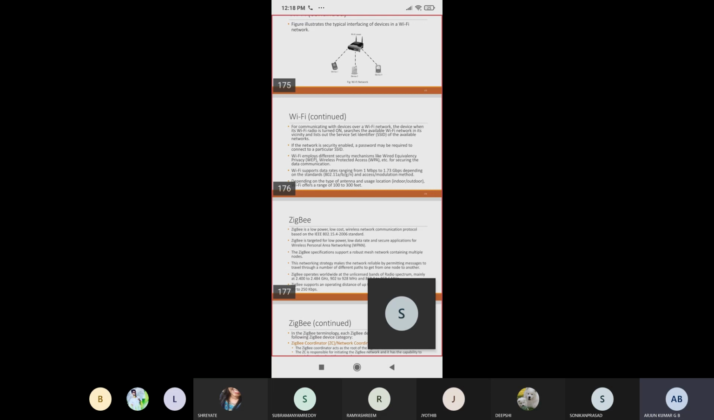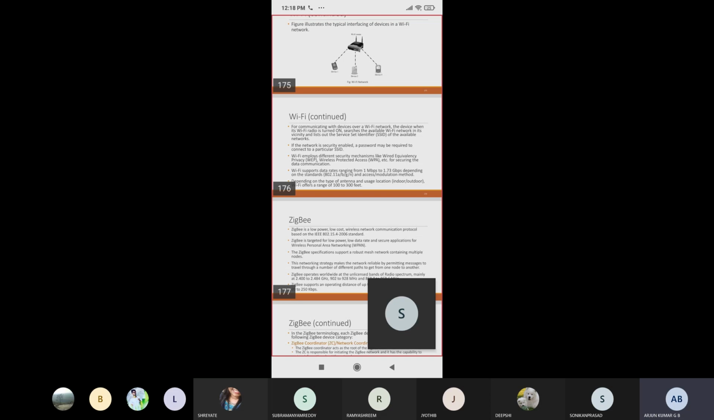Suppose another person turns on the hotspot on their phone, that is the same as Wi-Fi. If you want to access that particular Wi-Fi network, there is some identification number or password needed to connect to the SSID. Okay, it is mandatory. Every mobile phone has a Wi-Fi password. If you want to access another Wi-Fi network, a password may be required to connect to the particular SSID.